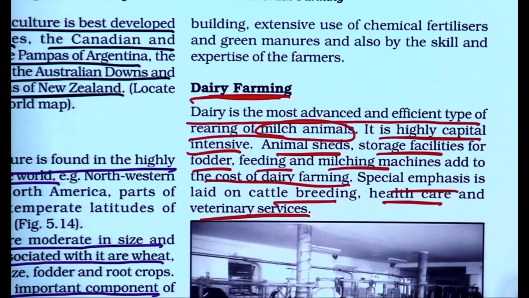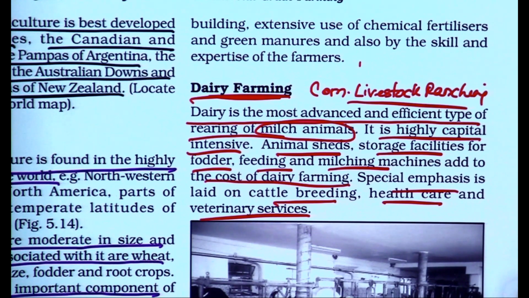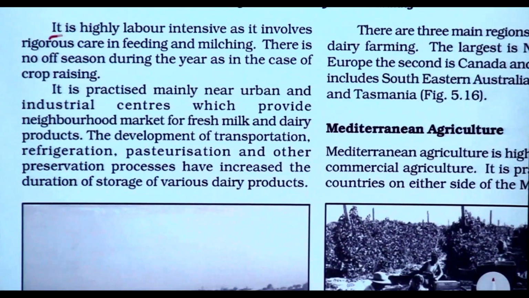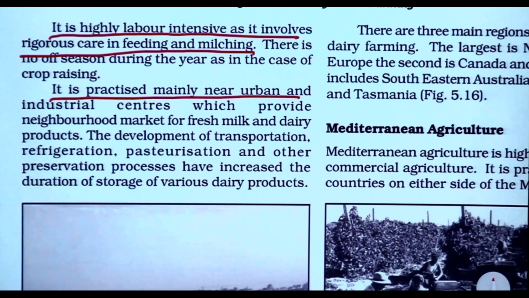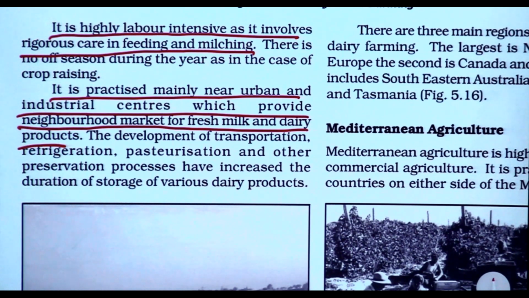How do I distinguish dairy farming from commercial livestock ranching? Commercial livestock ranching is with multiple livestock produce, and dairy farming is only for milk. It is highly labor intensive as it involves rigorous care in feeding and milching. It is practiced mainly near urban and industrial centers, which provide a neighborhood market for fresh milk and dairy products.